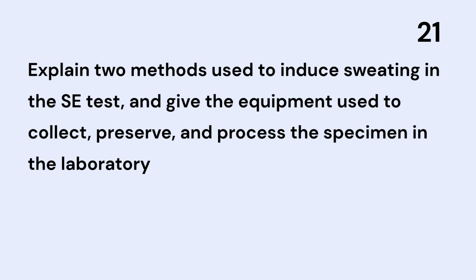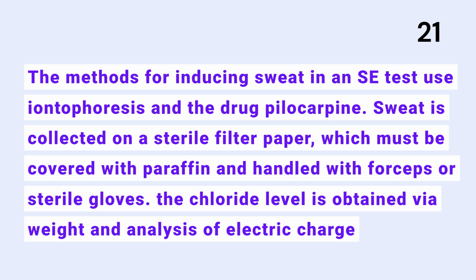Explain two methods used to induce sweating in the SE test and give the equipment used to collect, preserve, and process the specimen in the laboratory. The methods for inducing sweat in an SE test use iontophoresis and the drug pilocarpine. Sweat is collected on a sterile filter paper, which must be covered with paraffin and handled with forceps or sterile gloves. The chloride level is obtained via weight and analysis of electric charge.